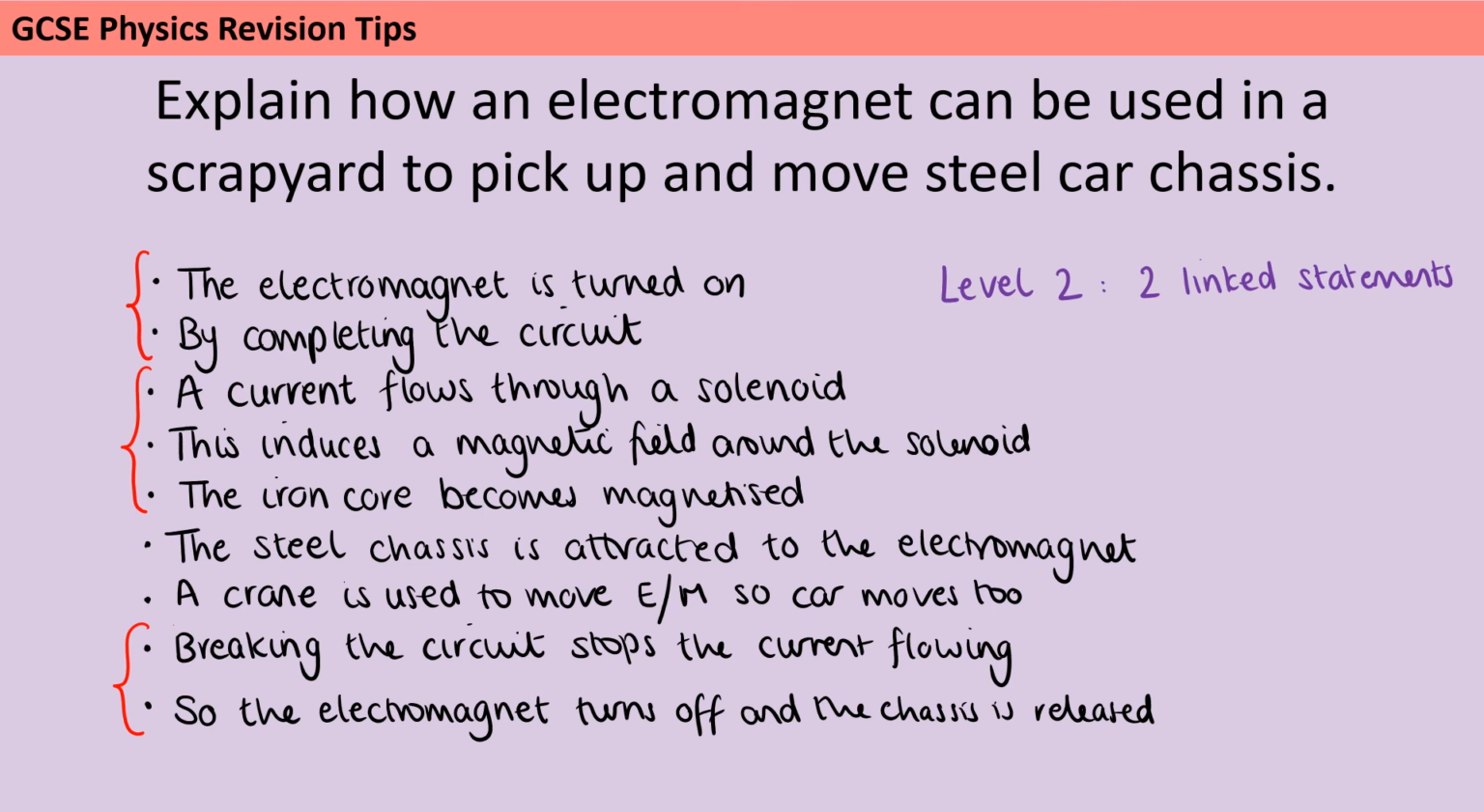And then to get into level 3 and get 5 or 6 marks, you're going to need some strong links. So that's either going to be 3 statements from the one bracket or 2 pairs of statements. And also you are going to need that idea that having the current flow is what induces the magnetic field.